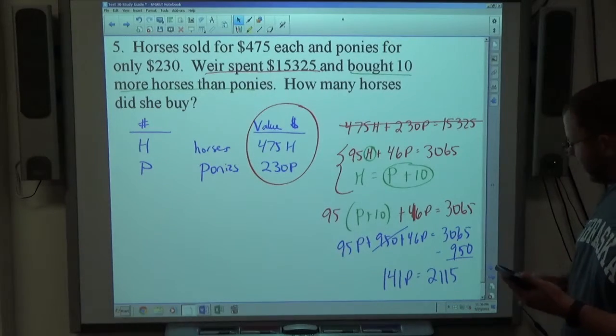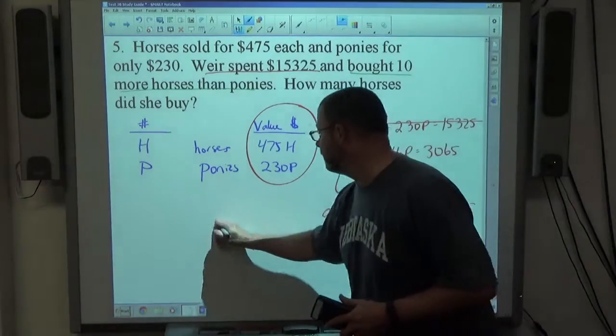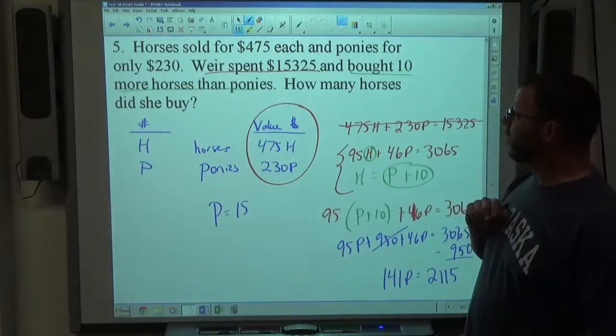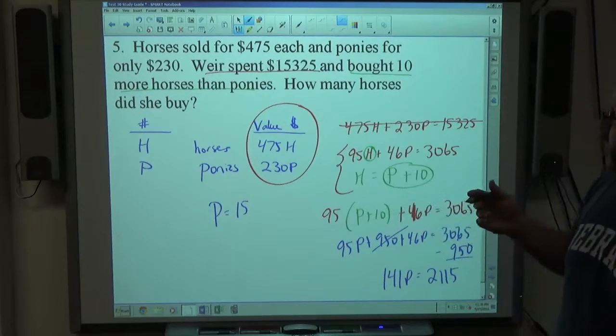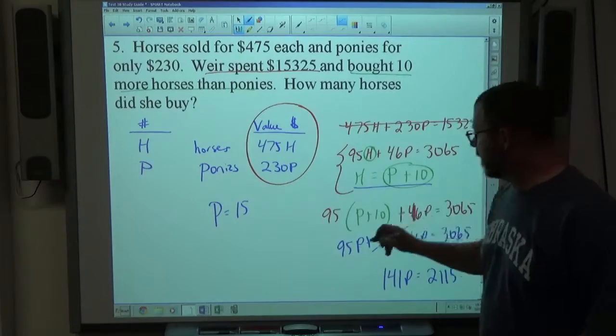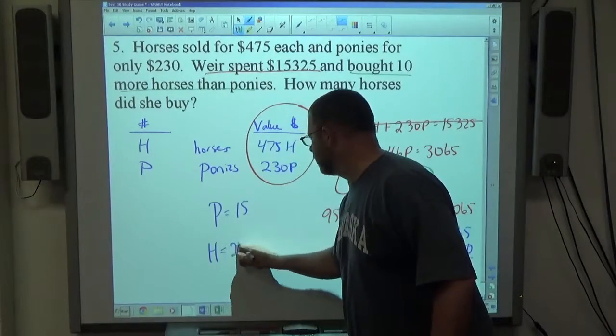And we get 15. So P is equal to 15. P is the number of ponies. How many horses did she buy is the question. So if P is 15 and H equals P plus 10, H equals 25 horses.